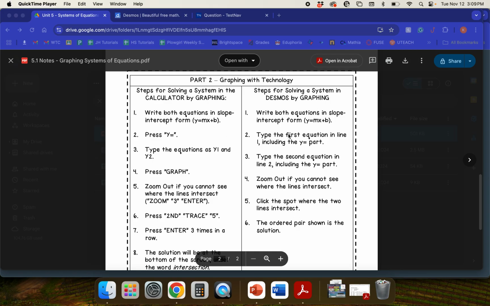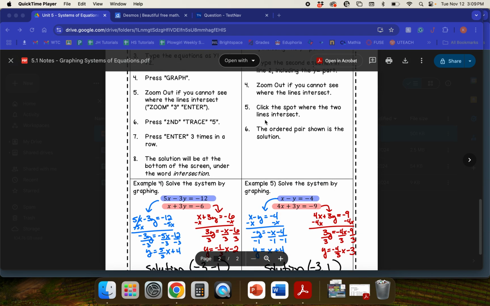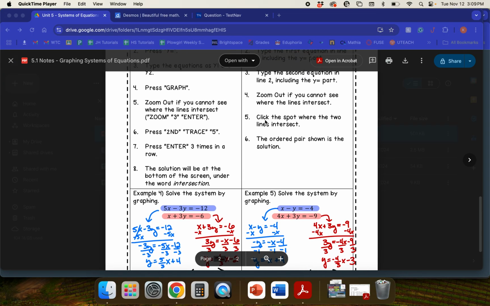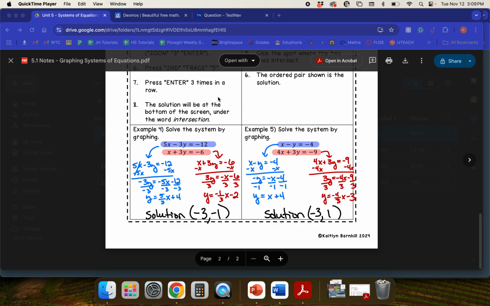Either way, the first thing you have to do is write your equations in slope-intercept form, because neither your calculator nor the test version of Desmos is going to allow you to graph an equation that's not in slope-intercept form. And I've already done that for these two. We can see that we subtracted 5x, we divided by -3, and so I've got my equation here in blue, and then I did the same thing with red, and there's my slope-intercept form in red.